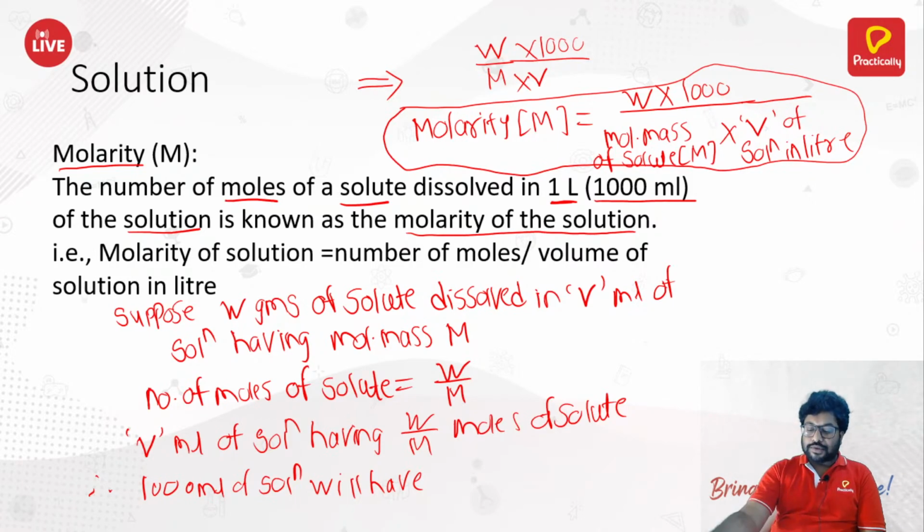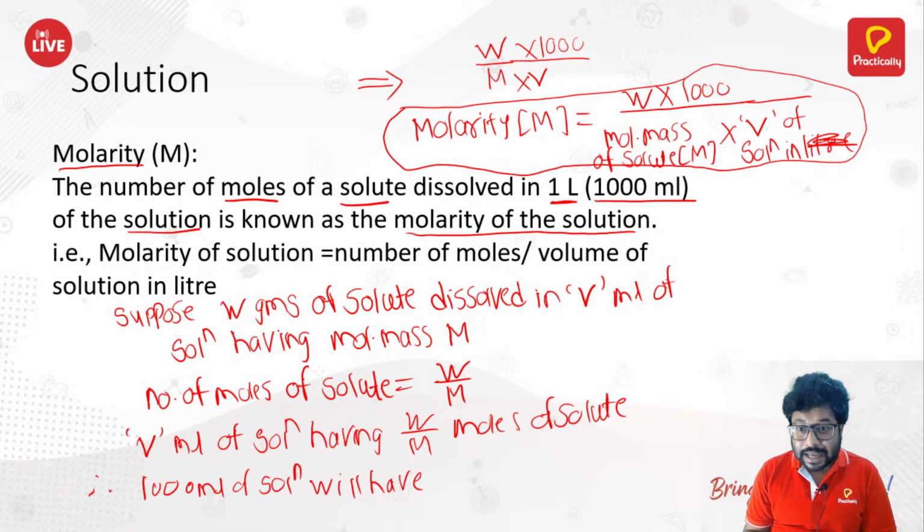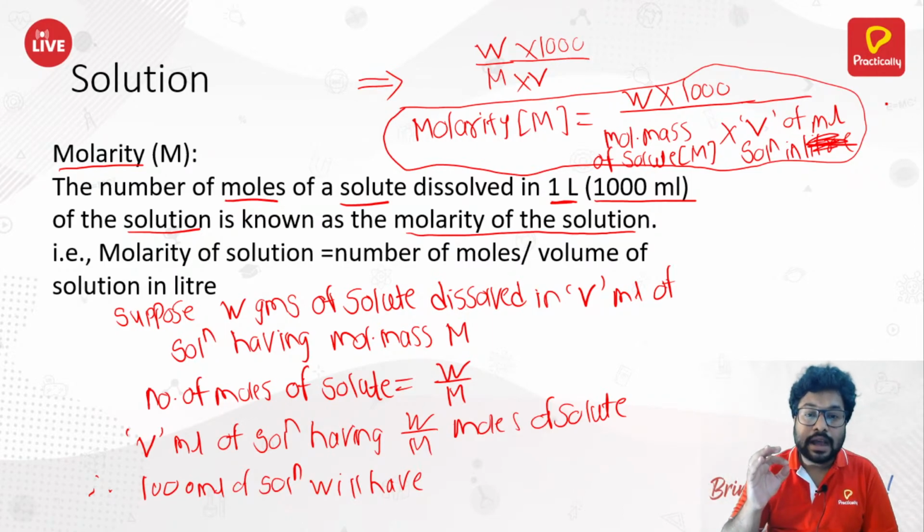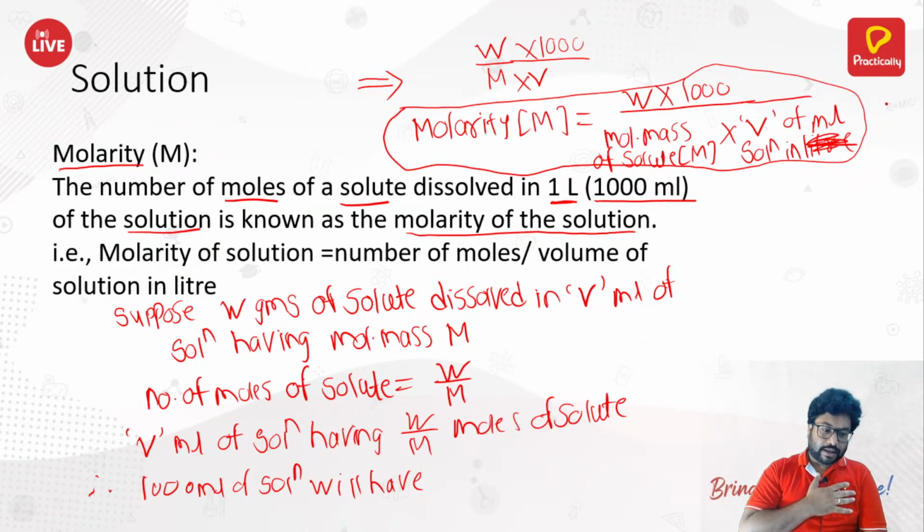Now, the volume of solution would always be given in, sorry, this is not liter, okay? It is in ml. The volume of solution will always be given in ml, and that is why we are multiplying by 1000, so that it gets converted into liters. Okay, that is how you can find out the molarity. Okay, so let's move ahead with this.